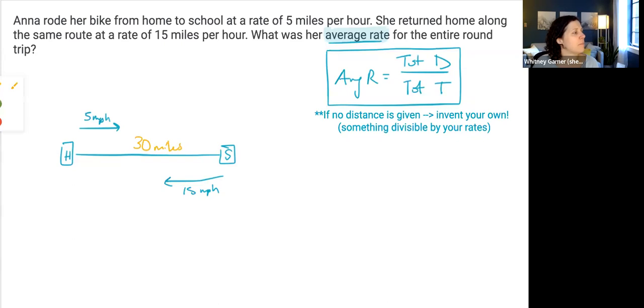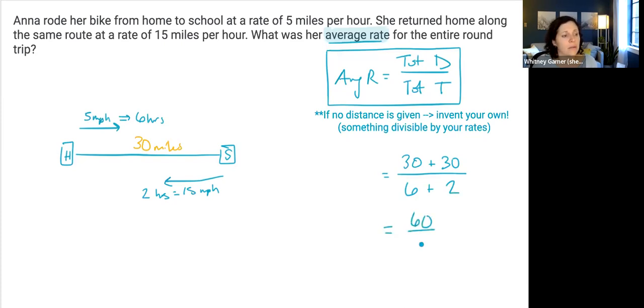And now we need to think about what that means. If I'm only going at a rate of 5 miles per hour to go 30 miles, that's going to be 6 hours to get me there, right? 5 miles every hour. To get me back, it's going to only take 2 hours. Now we bring this over into our formula. The total distance is 30 and 30, so 30 each way. The total time is 6 hours on the way there and 2 hours on the way back.